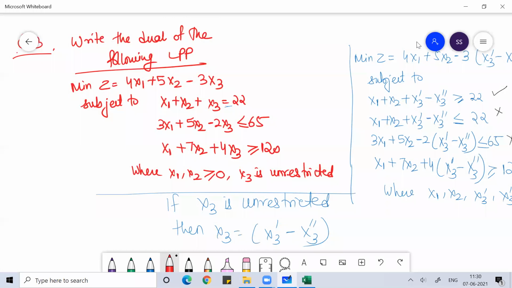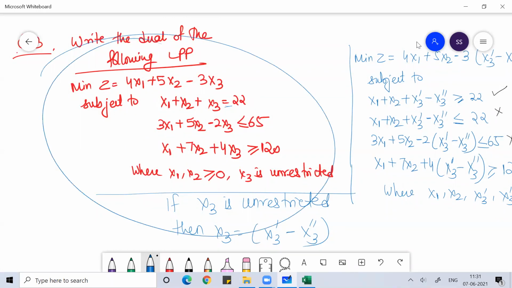I hope you're understanding. So this was your primal. So examiner will expect that you should be in position to write the dual of it. The examiner will not expect you to find the value of x1, x2, x3, w1, w2, w3 and all, prove that they are same. All that is not going to happen.